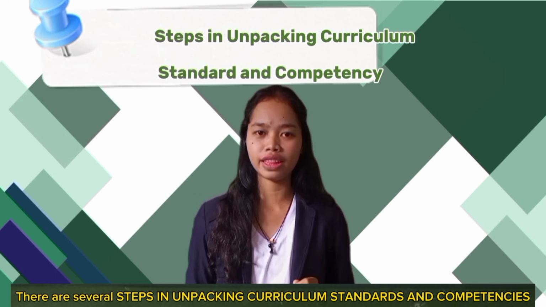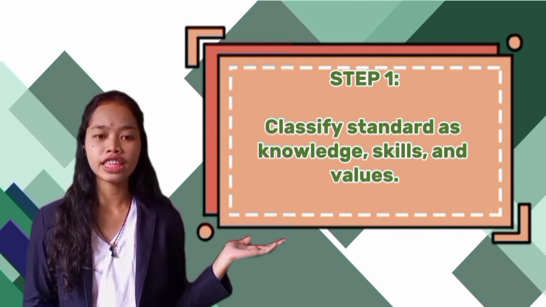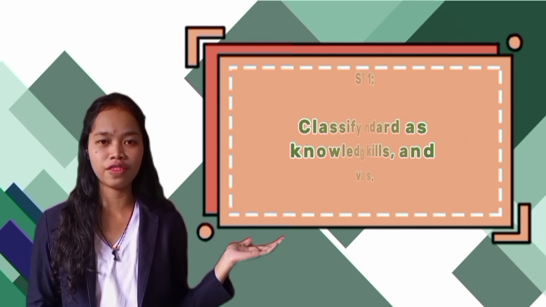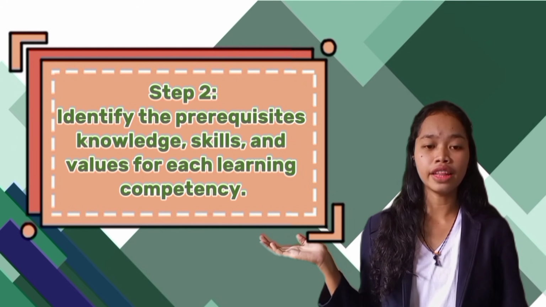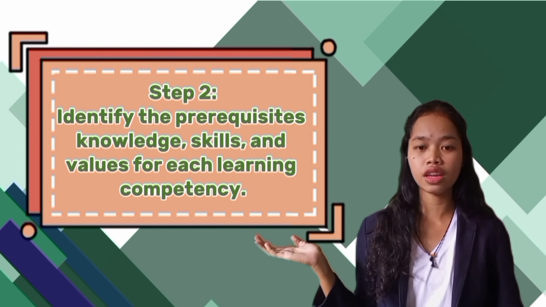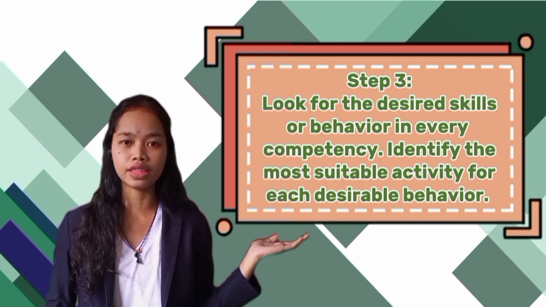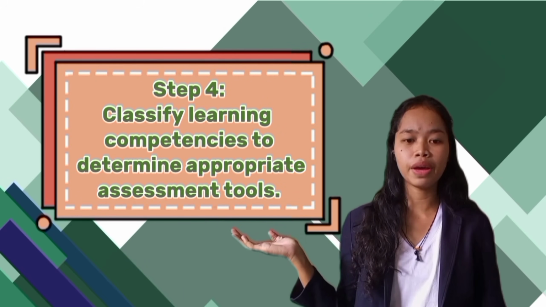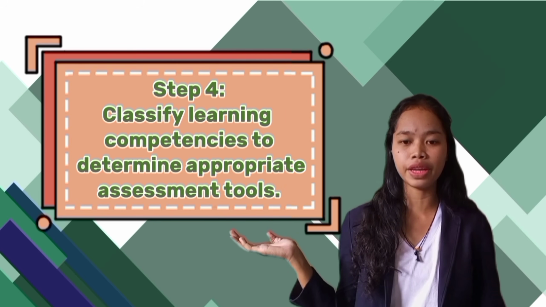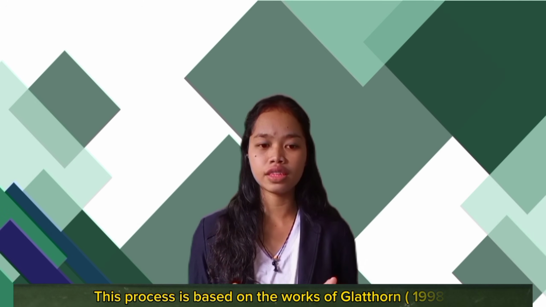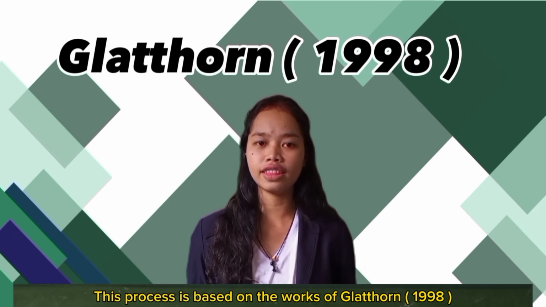There are several steps in unpacking curriculum standards and competencies. Step 1. Classify standards as knowledge, skills, and values. Step 2. Identify the prerequisite knowledge, skills, and values for each learning competency. Step 3. Look for the desired skills or behavior in every competency. Identify the most suitable activity for each desirable behavior. And lastly, Step 4. Classify learning competencies to determine appropriate assessment tools. This process is based on the work of Blackhorn, 1998.